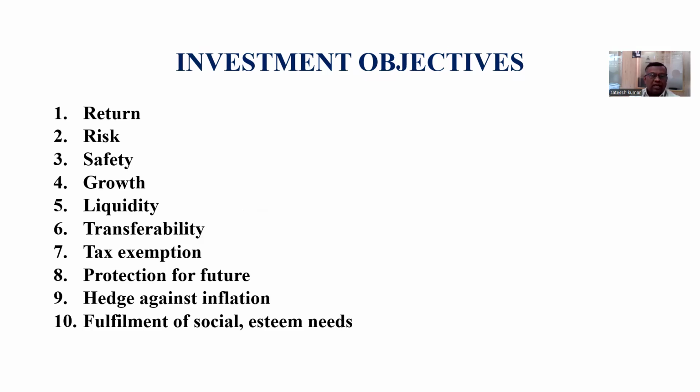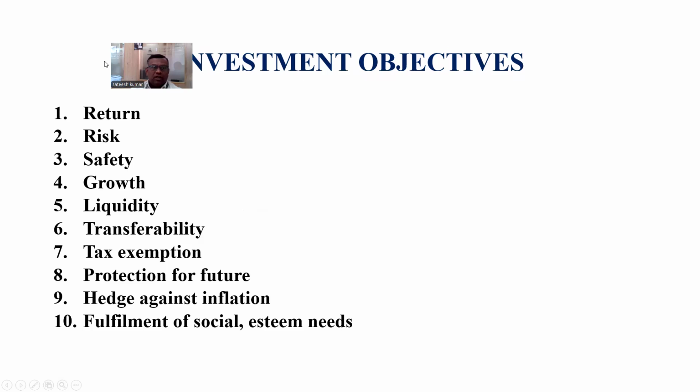Then we have the associated risk. The second objective is what type of risk you are going to consider. Risk here means the uncertainty over the receipt of the income. The third one is safety. That means what is the guarantee that with the asset you invest in, you are going to get back the money you invested. The fourth one is growth.